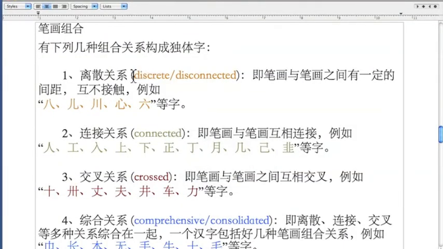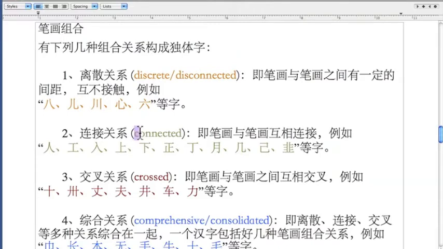In orange, we have the first kind called discrete or disconnected. In Chinese, it's called 离散关系. And what it means is that the strokes are disconnected. You can see in each of these examples, the strokes are not touching one another. So it's the first kind. It's a unitary character. It's not considered left, right, top, bottom, or any of the other forms. It's just one character, but the strokes are not touching.